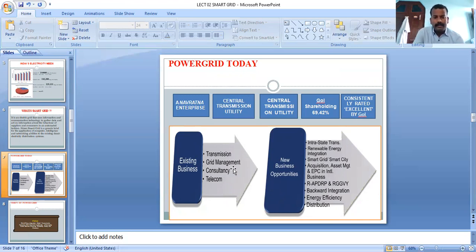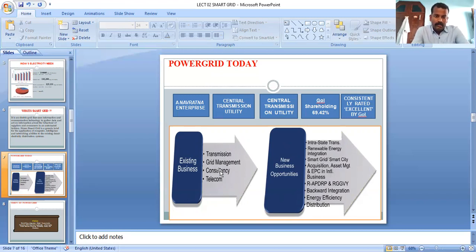Now, our grid of today is focused on transmission, grid management, consultancy, and telecom. What is the existing business of the power grid? Transmission of the power and grid management. There are 5 grids in India. All the Indian power system is divided into 5 parts: northern zone, western zone, southern zone, north eastern zone, and eastern zone.